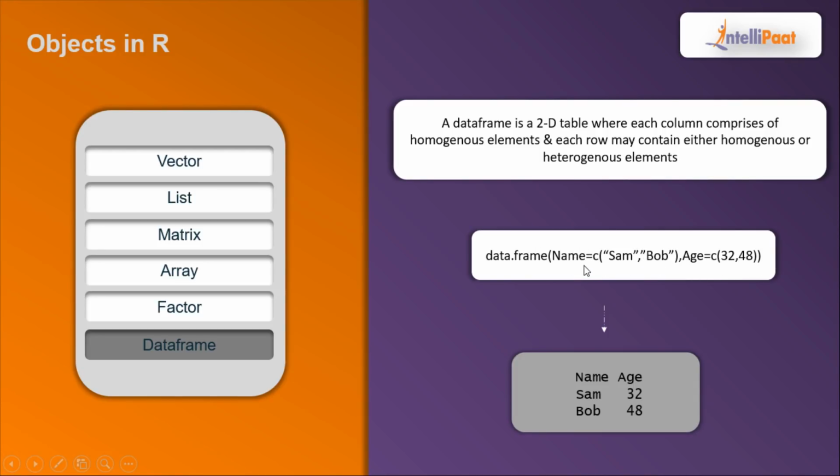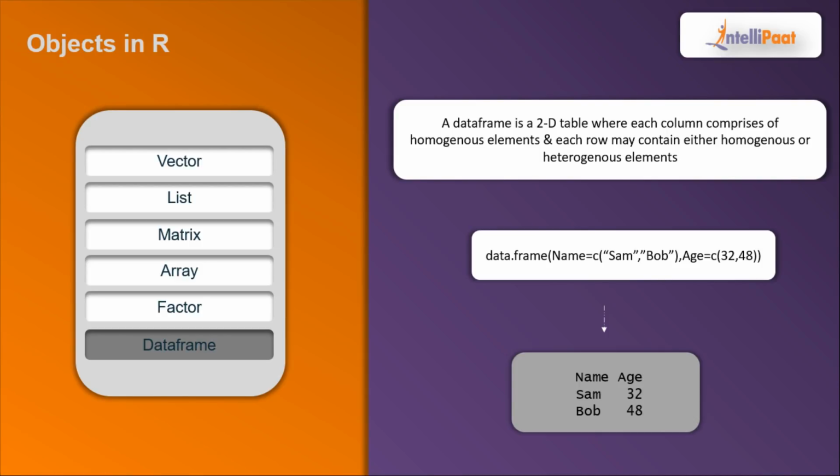Here what we are doing with this command is creating two new columns. I am naming the first column name, and the values which would go in the first column are Sam and Bob. The name of the second column is age, and the values which would go into the second column are 32 and 48, right? And this is the resultant data frame which we get. So we have two columns. The first column is name, the second column is age, and the values under name are Sam and Bob, and the values under age are 32 and 48, right?